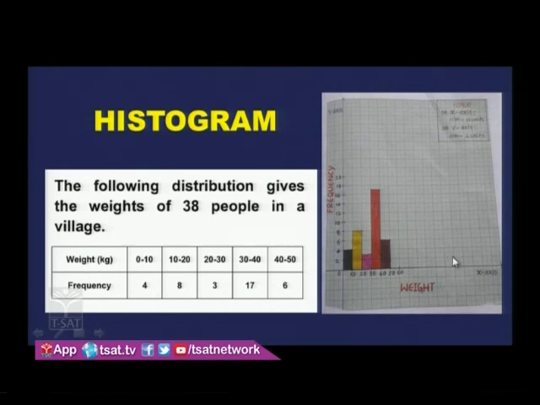What is the purpose of drawing this histogram? We already have this grouped data, no? What is the purpose of drawing this? We all know that a picture speaks better than words, isn't it? That's why looking at this graph at a glance, we can easily say that 17 people's weight is 30 to 40 kgs. So this picture helps us in interpretation of the data very easily. Are you all clear, children? Understood?